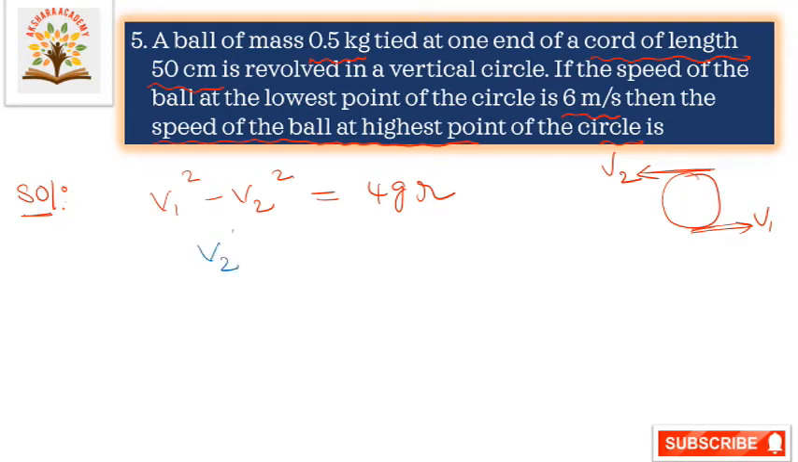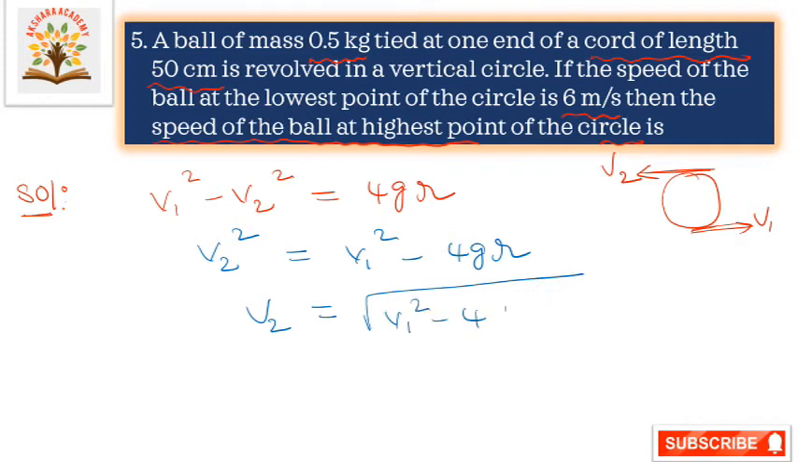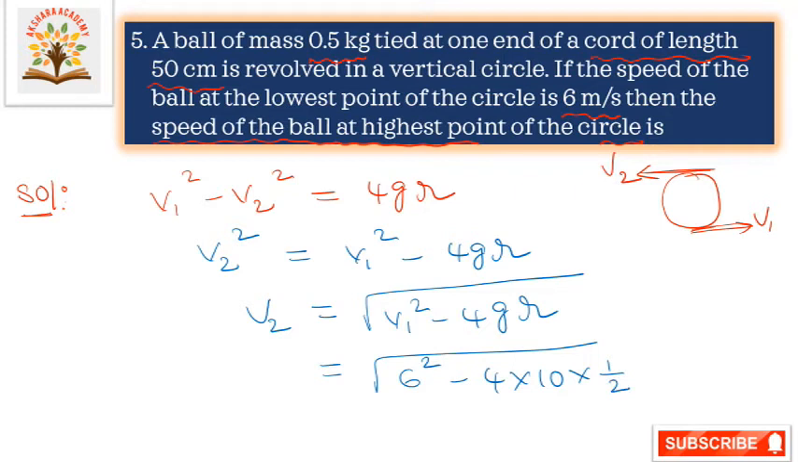So from this we are writing V2 square is equal to V1 square minus 4GR. So V2 is equal to the square root of V1 square minus 4GR. Now substituting values, V1 is given as 6 meters per second. Now 6 square minus 4 into G, acceleration due to gravity 10, and R is given as 1 by 2. Here 50 centimeters we are converting into meters, so it becomes 1 by 2.